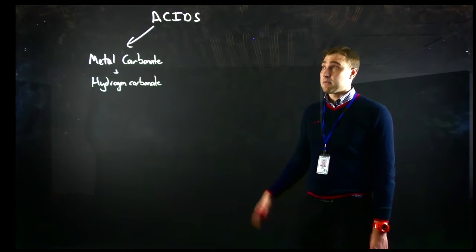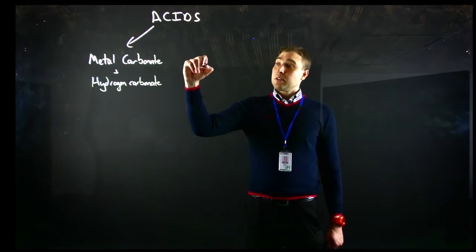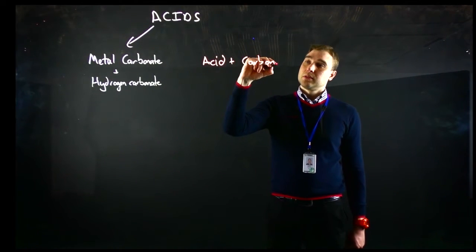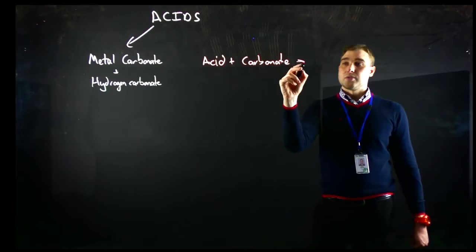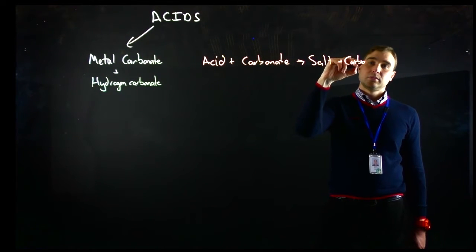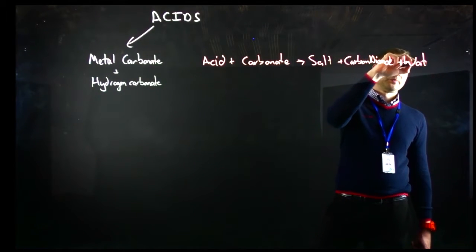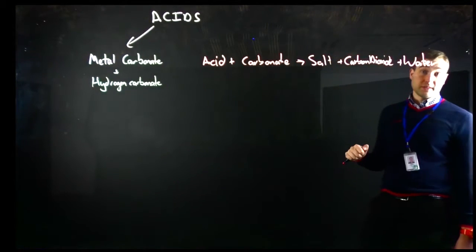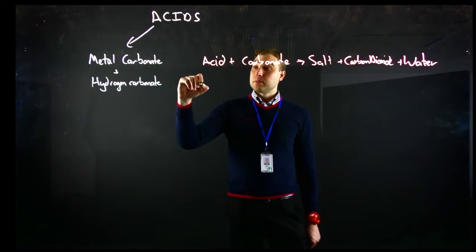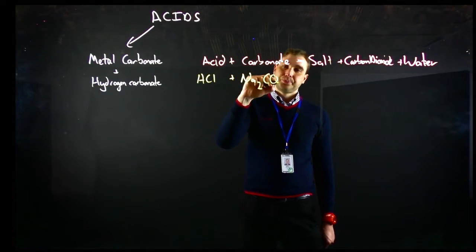Lastly, we're going to look at the reaction between acids and metal carbonates and metal hydrogen carbonates. So general formula, acid plus carbonate goes to salt plus carbon dioxide plus water. So let's look at some examples. So in our first example, we're going to react hydrochloric acid again with sodium carbonate.